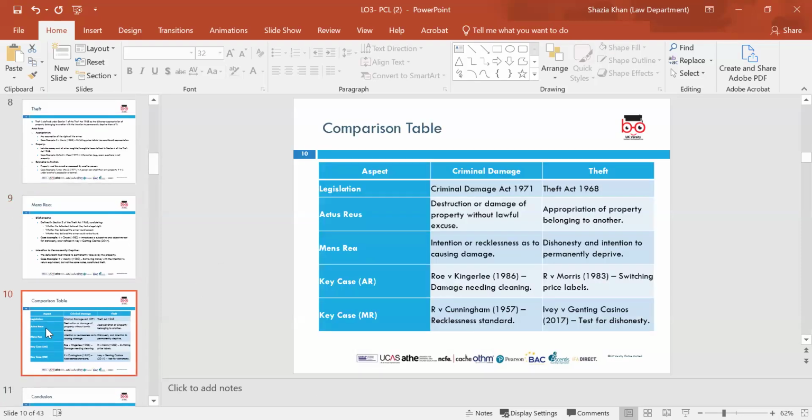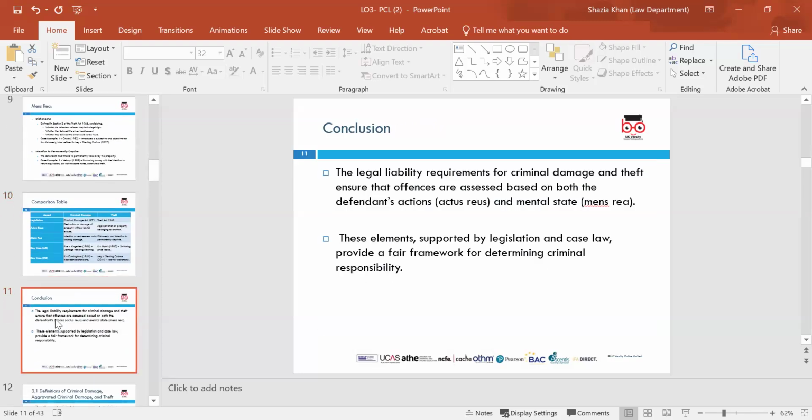So the comparison table looks at the aspect of the legislation, actus reus, mens rea, key cases for actus reus and key cases for mens rea, with reference to criminal damage under the Criminal Damage Act 1971 and theft under the Theft Act 1968. So you can have a look at that in your own time.